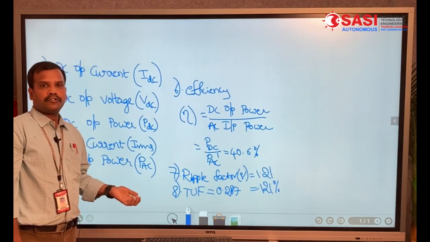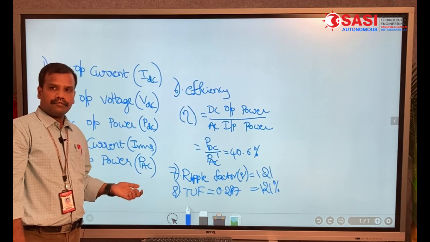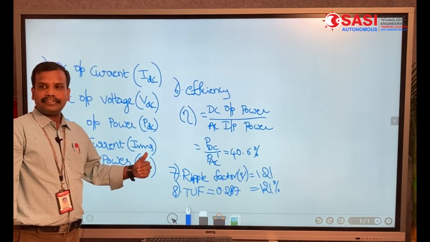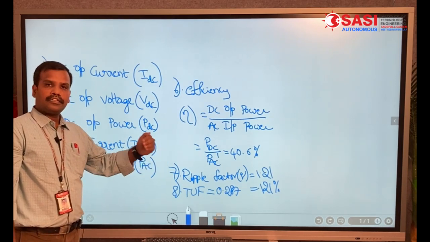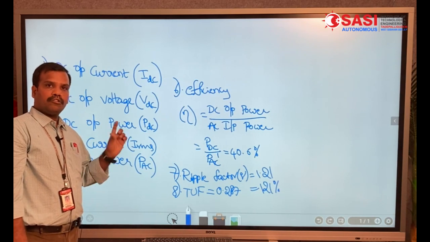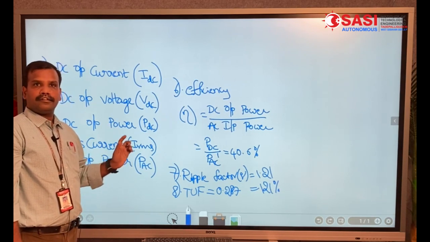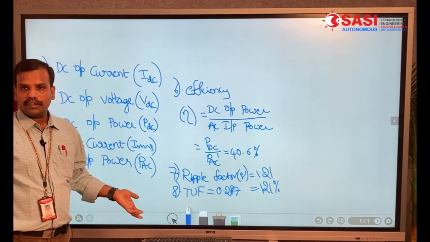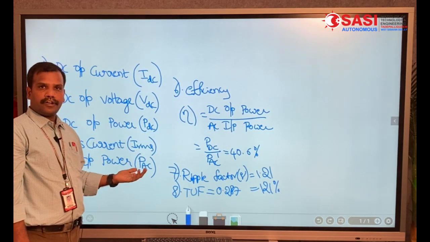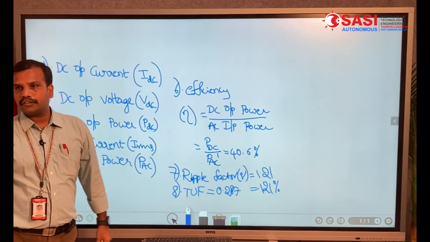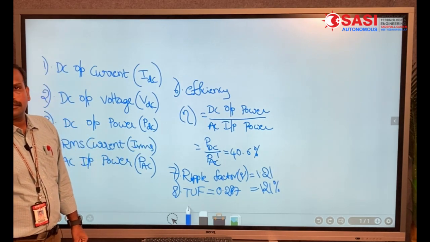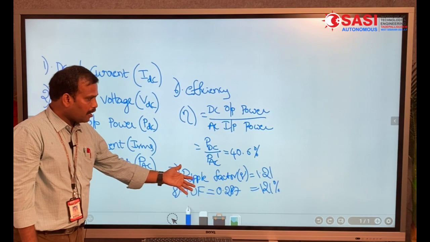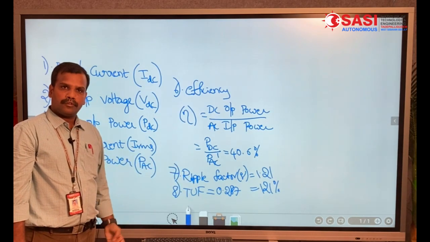As I already told, the full wave rectifier converts the complete AC into DC. In the half wave rectifier, what happened? Only the positive half cycle is converted into DC. For the negative half cycle, no output. In the full wave rectifier, both the half cycles are converted into DC, so that these parameters will be improved. We will see.